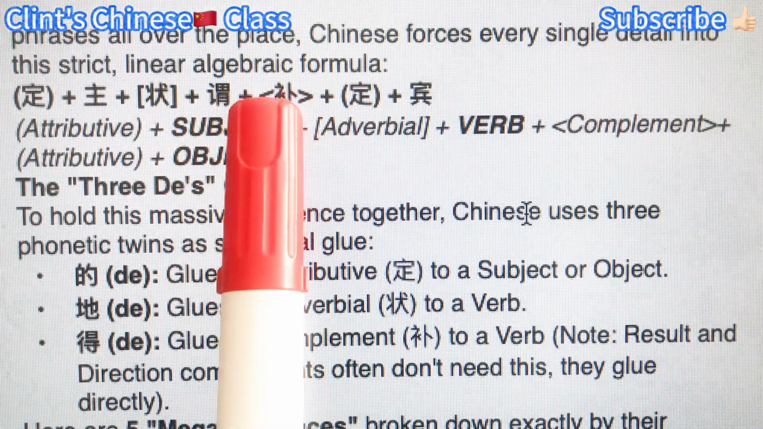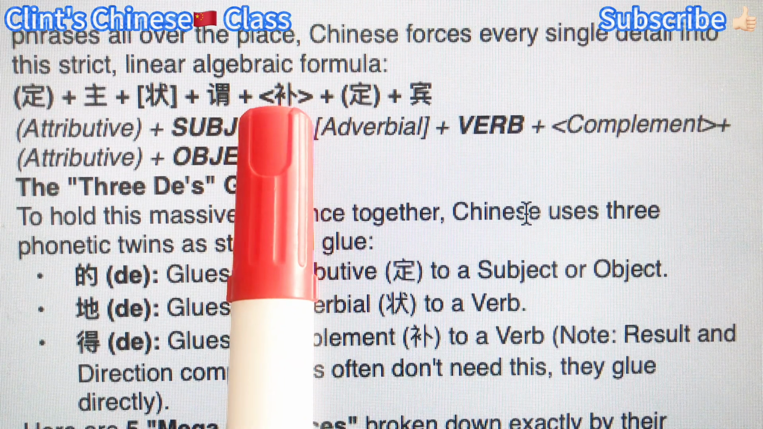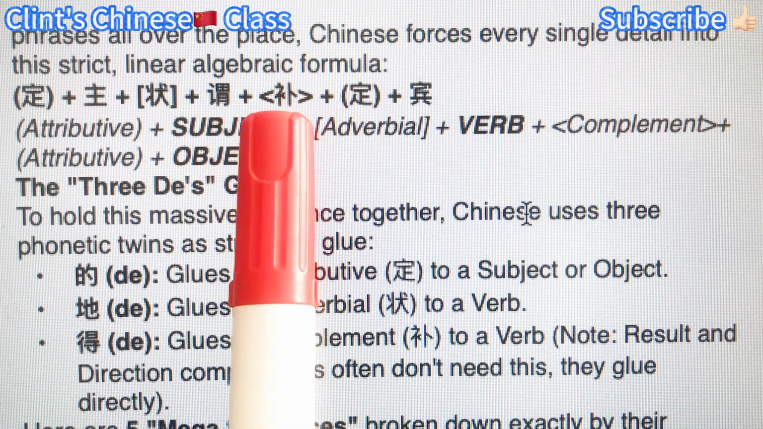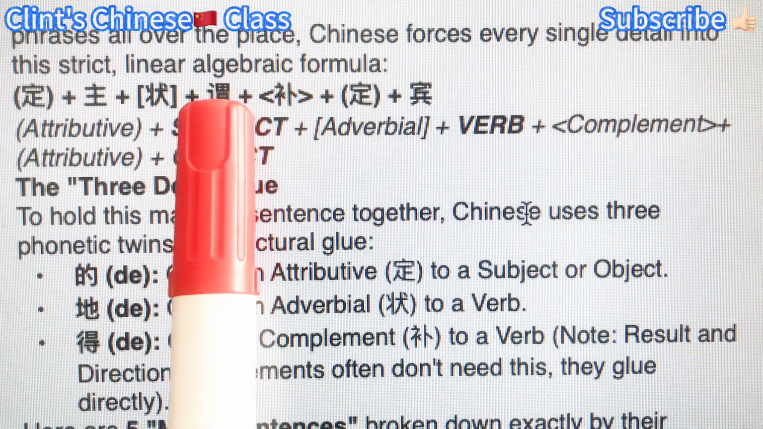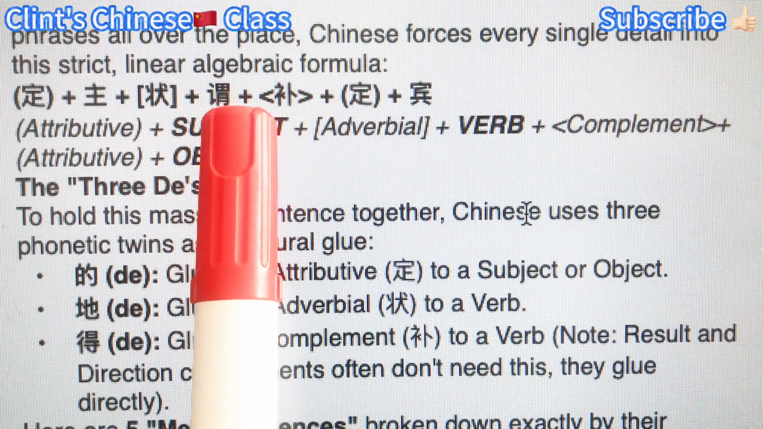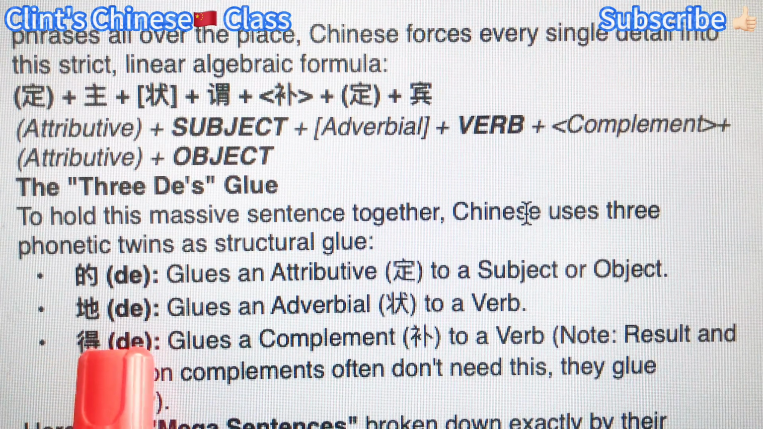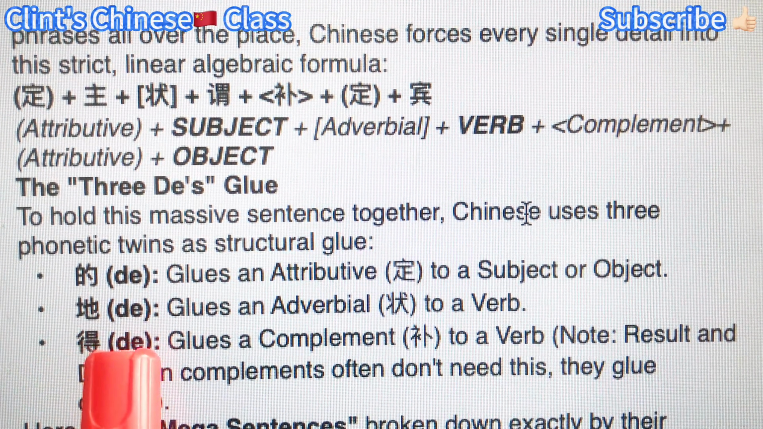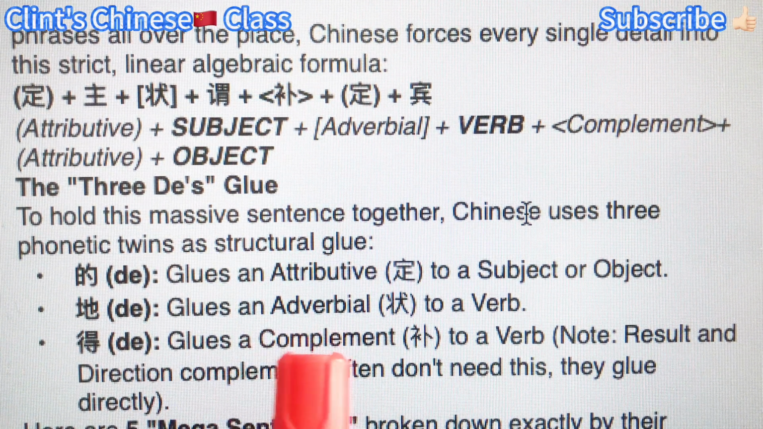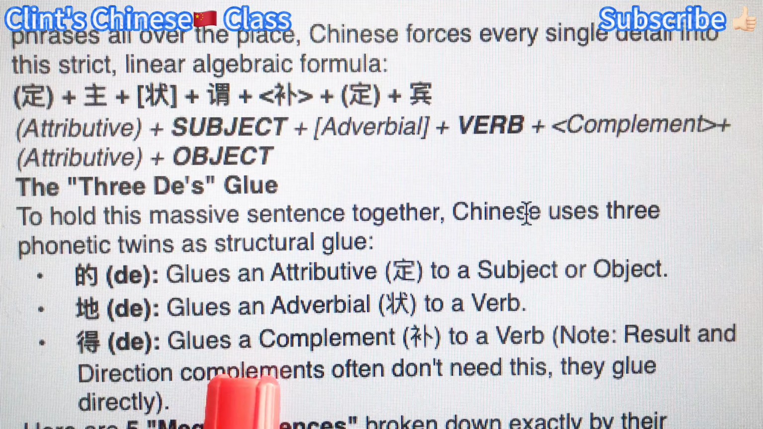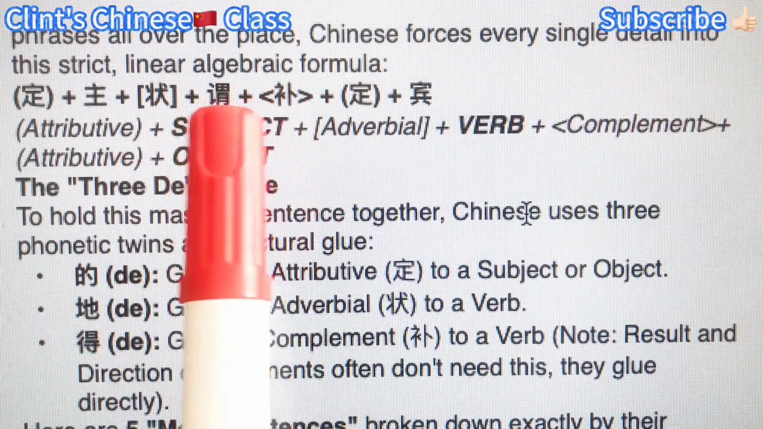Okay, complement is like a degree complement, result complement, direction complement. Usually describe how the action was done. Okay, and to connect them, we use this de. Use this de after the verb and before this complement, right, to connect. But for result and direction complements, actually we don't need this de. You just connect them directly.